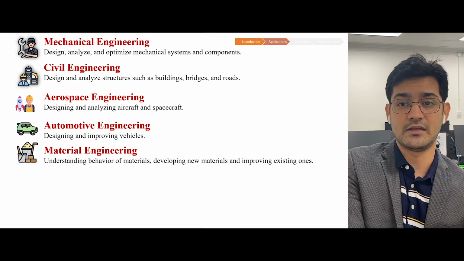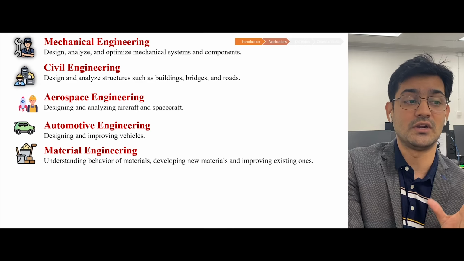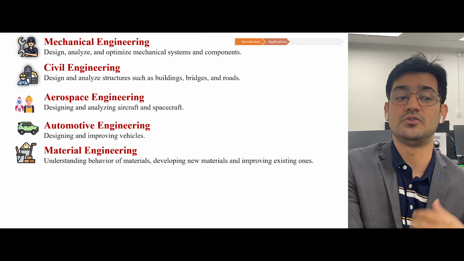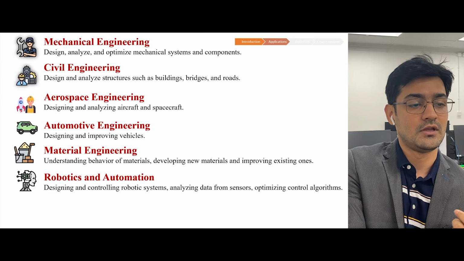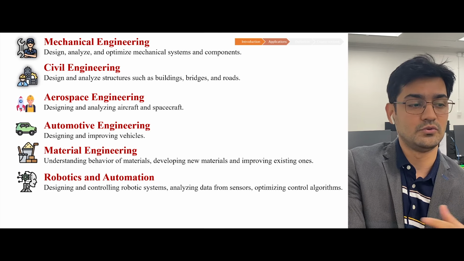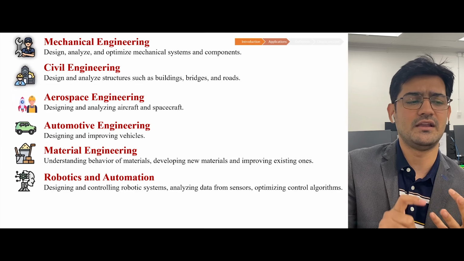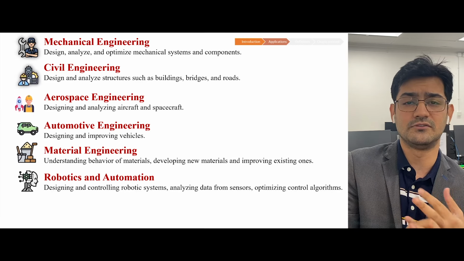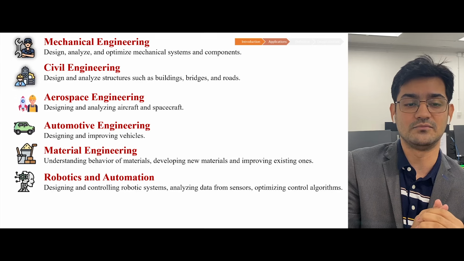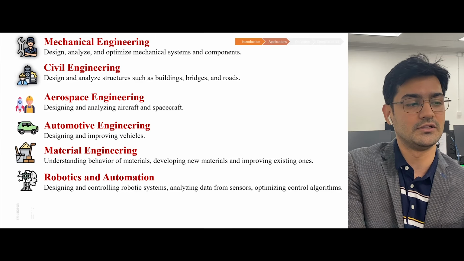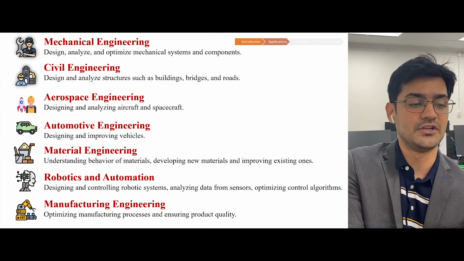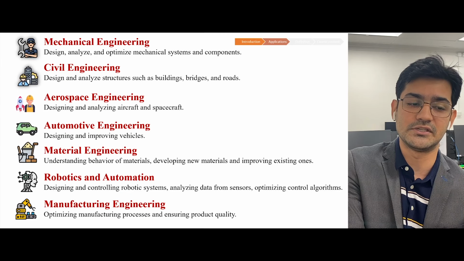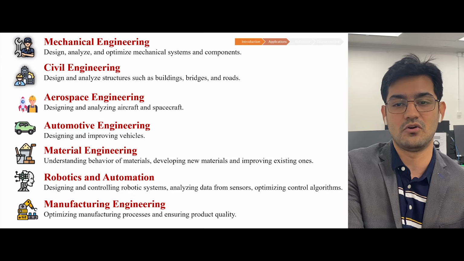Materials engineering uses engineering mechanics principles to understand the behavior of materials, to develop new materials, and also to improve the existing ones. In robotics and automation, we use engineering mechanics principles to design and control robotic systems. We use it for analyzing data from sensors and optimizing control algorithms. We also use it in manufacturing engineering for optimizing manufacturing processes and ensuring product quality.